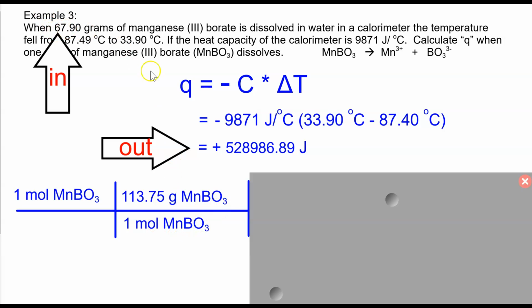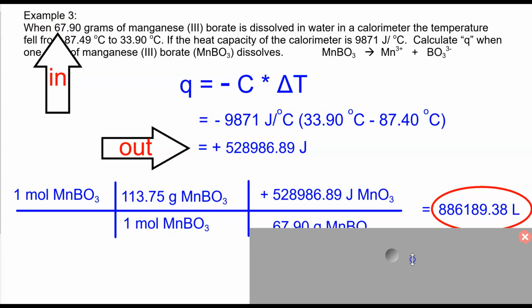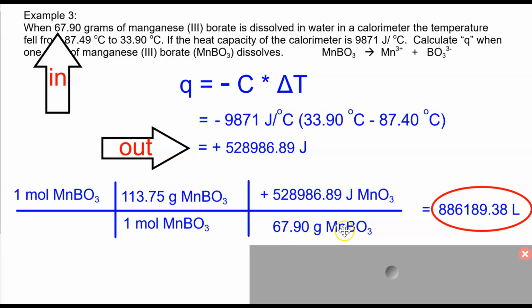So now I can put my in versus my out. So I'm going to do 6790 grams in of manganese borate, and I get out this much heat. And then I calculate the value, and this is my final answer. And that unit is wrong. I apologize. Let me fix that. I copied and pasted it from the other page. It should have been joules, not liters.